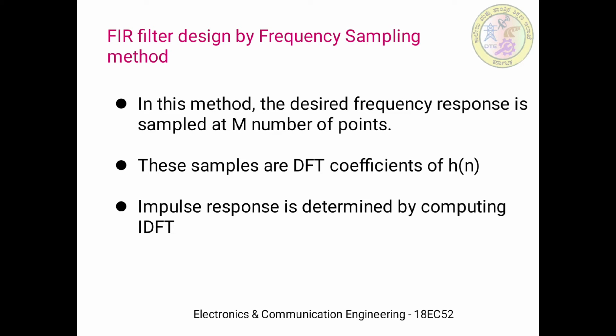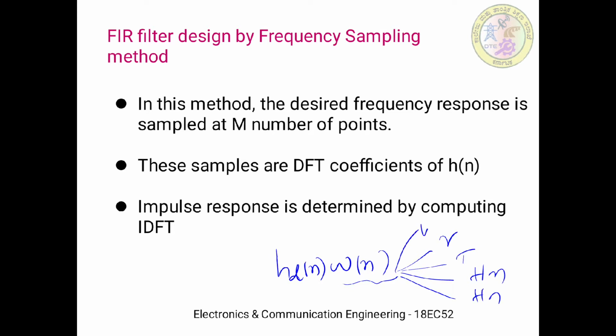Now just recall how we design an FIR filter using the windows technique. In the window design method we used to multiply the desired frequency response hd(n) with a window function. It may be either a rectangular window, a triangular window, a Hamming window, a Hanning window, or a Kaiser window. Using any one of these windows, the desired frequency response hd(n) is multiplied, and this product used to give us h(n).